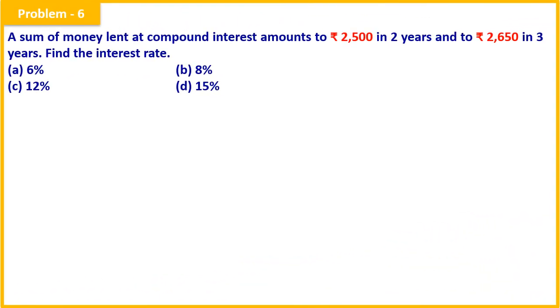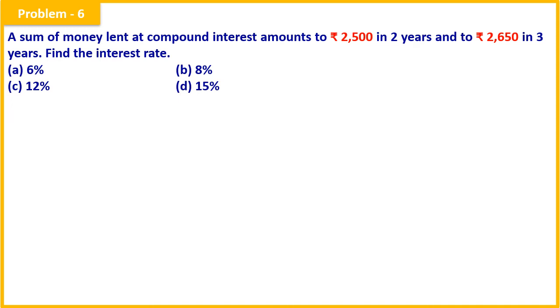Problem number 6. A sum of money lent at compound interest amounts to rupees 2500 in 2 years and to rupees 2650 in 3 years. Find the interest rate. You can pause this video and try the question on the paper, and once you have solved it, you can look for the solution.